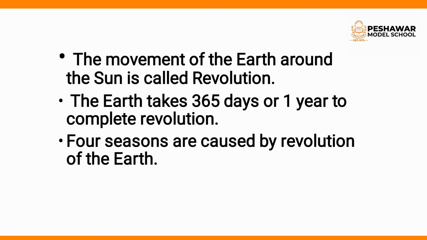The earth takes 365 days or 1 year to complete a revolution around the sun. And 4 seasons are caused by the revolution of the earth. If you look at the seasons, for example, winter, summer, spring, autumn, these seasons are because of the revolution of the earth around the sun. And the day and night phenomena is because of the rotation of the earth around its own axis.